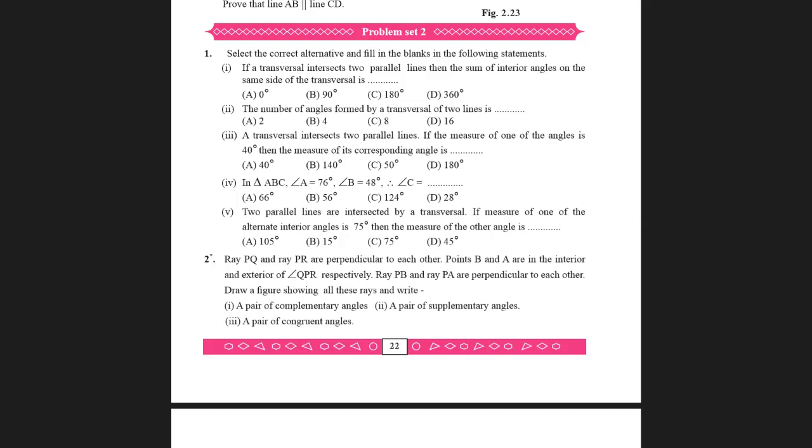Fifth one, two parallel lines are intersected by a transversal. If the measure of one of the alternate interior angles is 75 degrees, then the measure of the other angle is 75 degrees, which is option C. Okay. We go to question number 2.